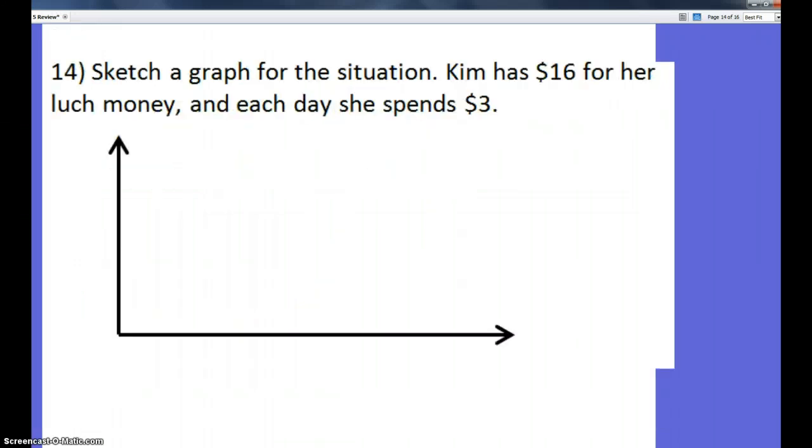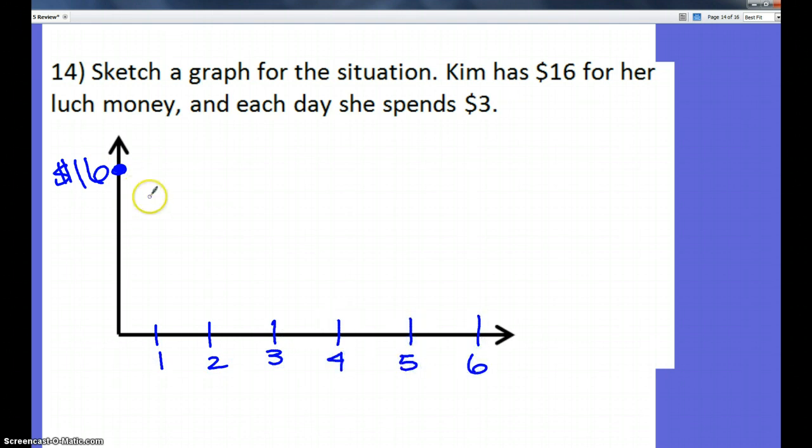Sketch a graph for the situation. Kim has $16 for her lunch money, and each day she spends 3. So we start with $16, and each day she spends 3. Day 1, you'd now have 13. Then you'd have 10. So 13, 10, 7, 4, 1. And then, you know, you're in the negative. So here, she's got her money, and each day she spends 3 of it.